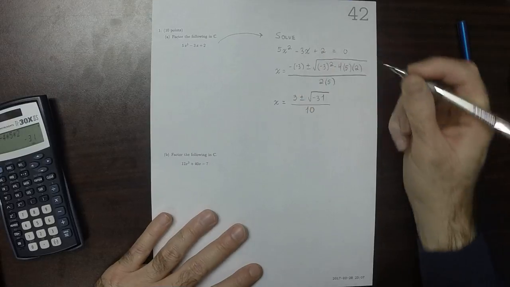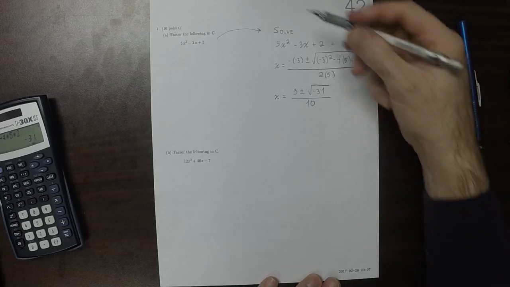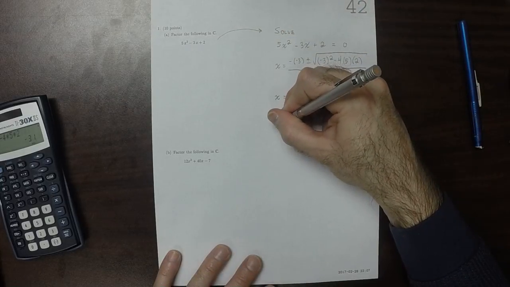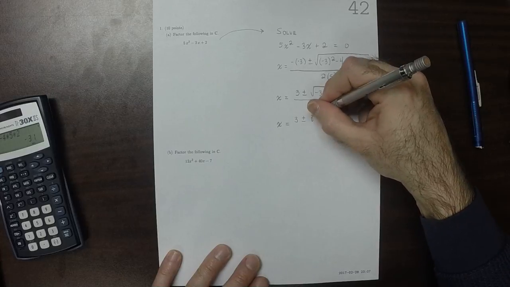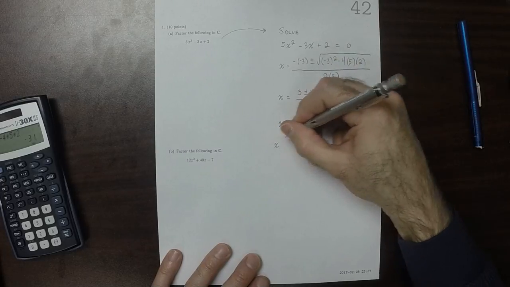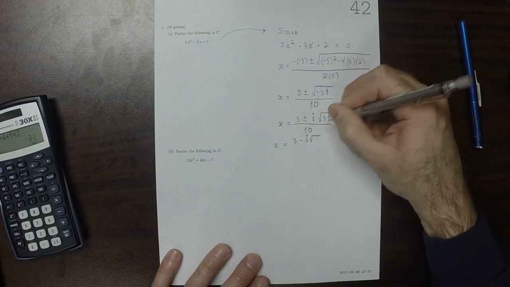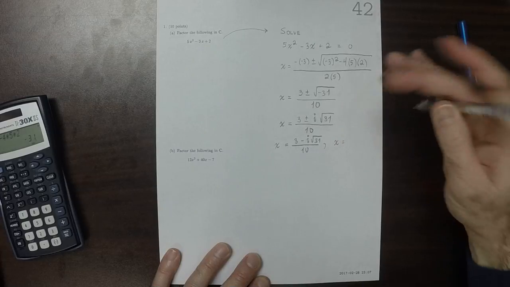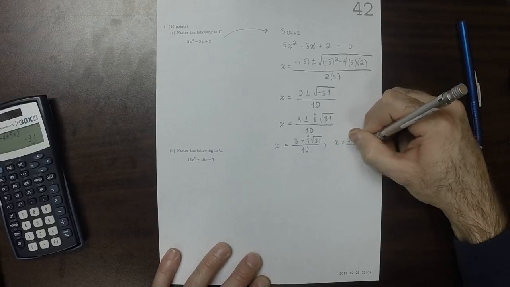And then over 10. Now, we see this negative in the radical, and we need to pause for just a moment and recall that we're in complex. Because we're in complex, we're going to proceed and say that the solutions are 3 plus or minus i square root 31 over 10. So the two answers are 3 minus i square root 31 over 10 and 3 plus i square root 31 over 10.